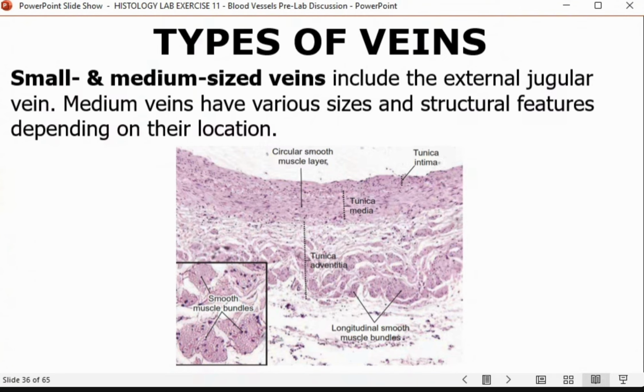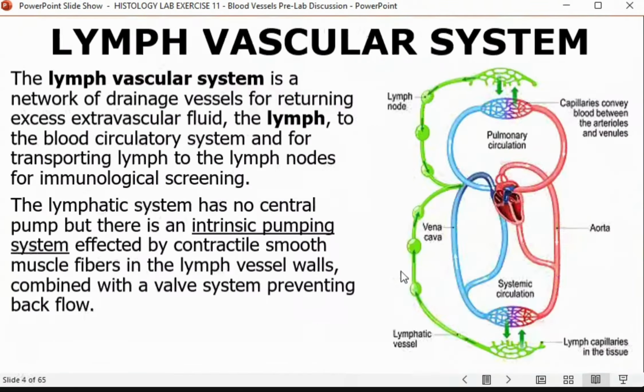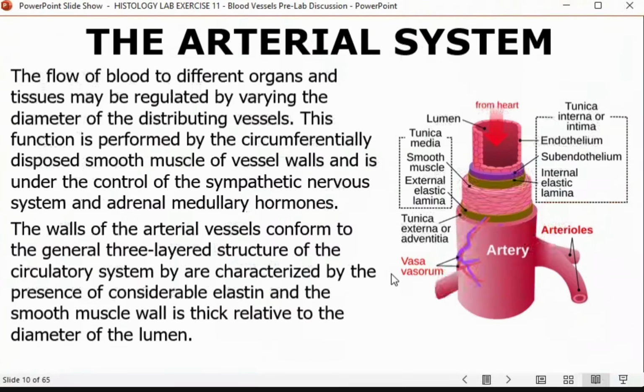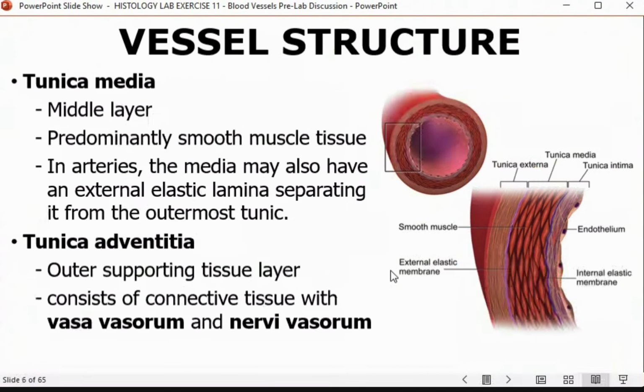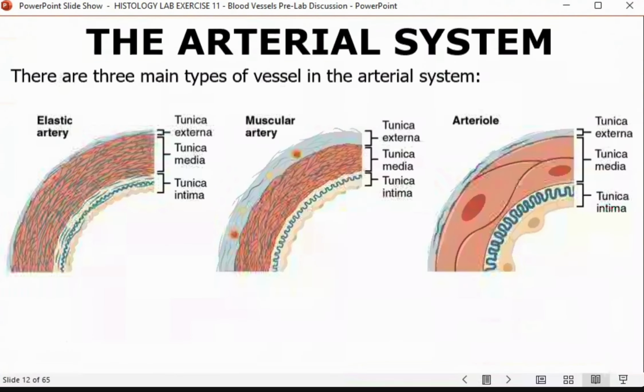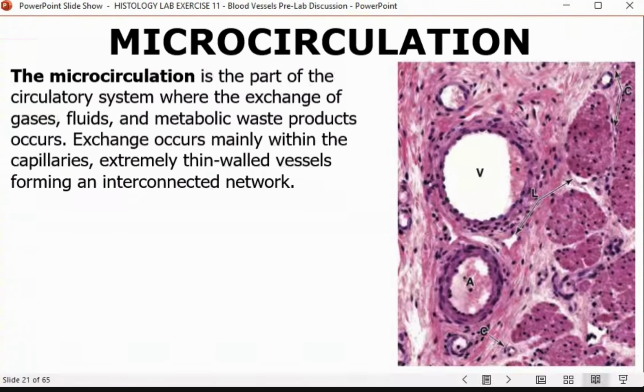Now, similar again to the artery and capillaries, they also contain your three layers: tunica intima, media, and adventitia. However, if we go back, I did not mention this part. Oh, where's that picture? The picture is missing.